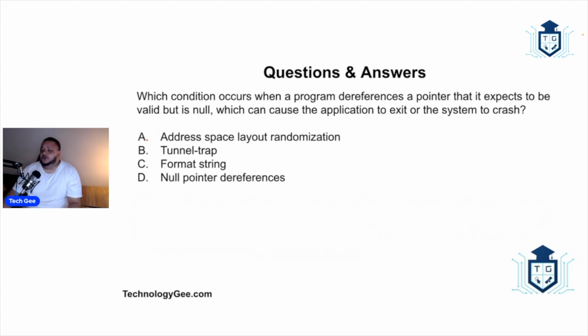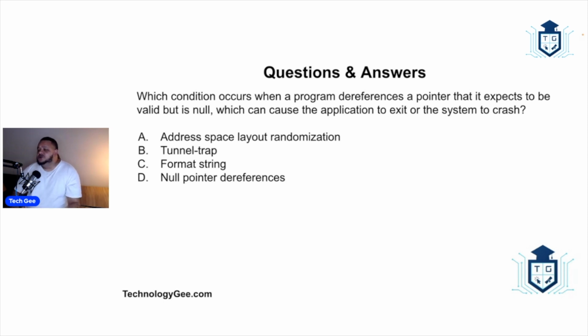Next question. Which condition occurs when a program dereferences a pointer that it expects to be valid but is null, which can cause the application to exit or the system to crash? Would it be address space layout randomization, a tunnel trap, a format string, or a null pointer dereference?